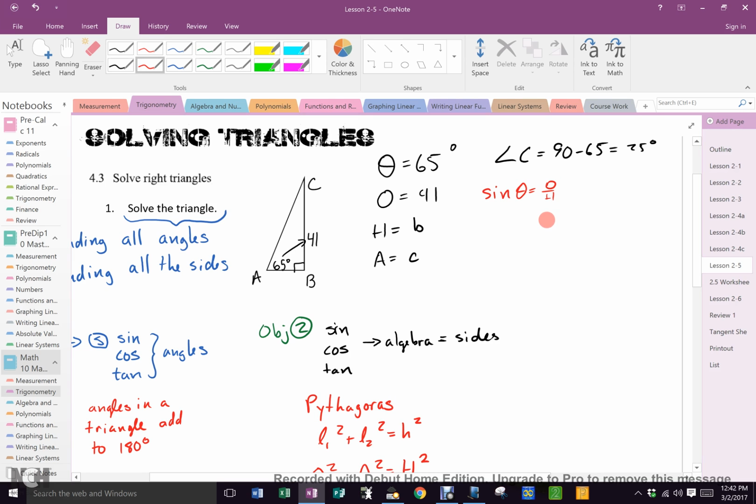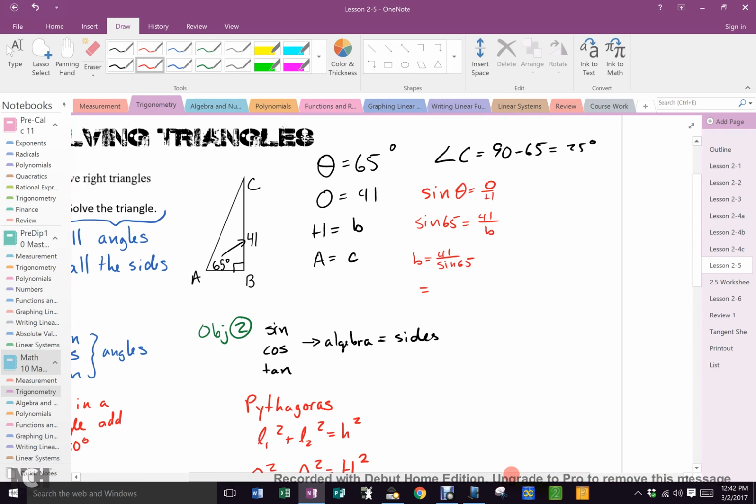Now put in what you don't know. Do you know theta? What is it? 65. Do you know O? What is it? 41. H, we said, was little b. Now I do algebra. The unknown is on the bottom, so it is multiply or divide. Divide. B equals 41 over sine 65. Then you're going to do that math. I'm not going to do that math because it's not important right now.